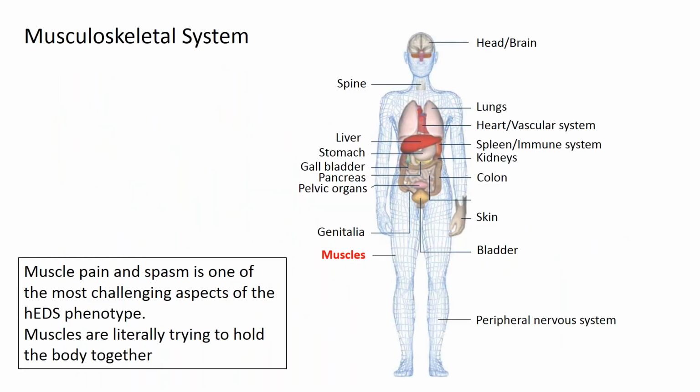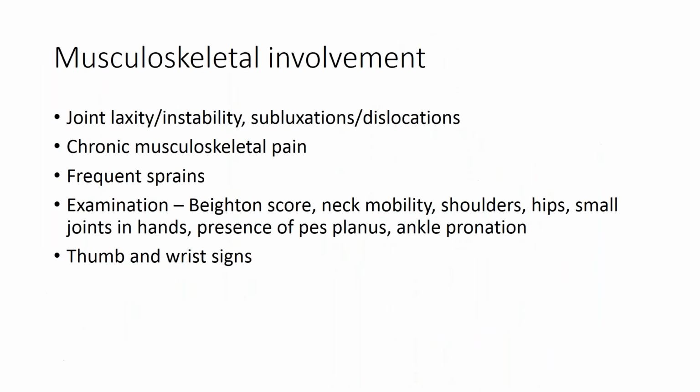Now, finally, in the musculoskeletal system, we look at muscle pain and spasm as one of the most challenging aspects of the hypermobile EDS phenotype, but also for other types of Ehlers-Danlos syndrome, and certainly also for the hypermobility spectrum disorders. In all of these conditions that are manifesting joint hypermobility, the muscles are literally trying to hold the body together, and they are going into spasm in the process and causing pain.